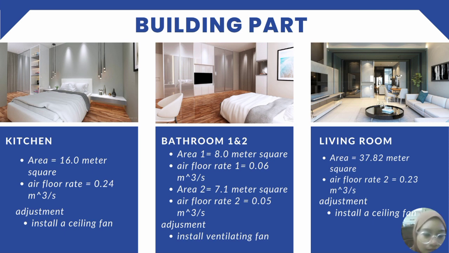Last but not least is the living room. The living room area is 37.82 meters squared, and the obtained airflow rate for the living room is 0.23 meter cubed per second. The adjustment proposed for this living room is to install a ceiling fan.